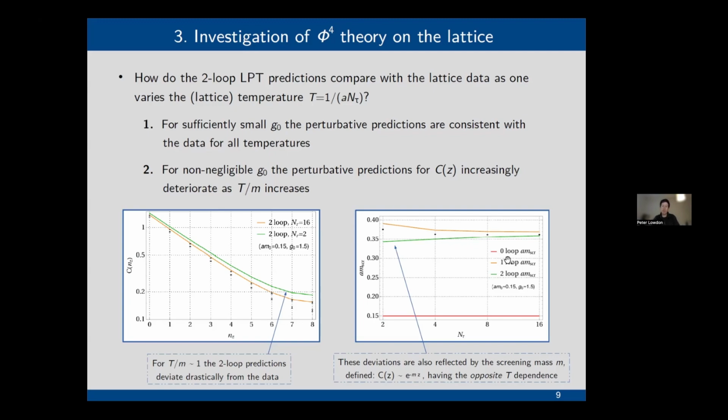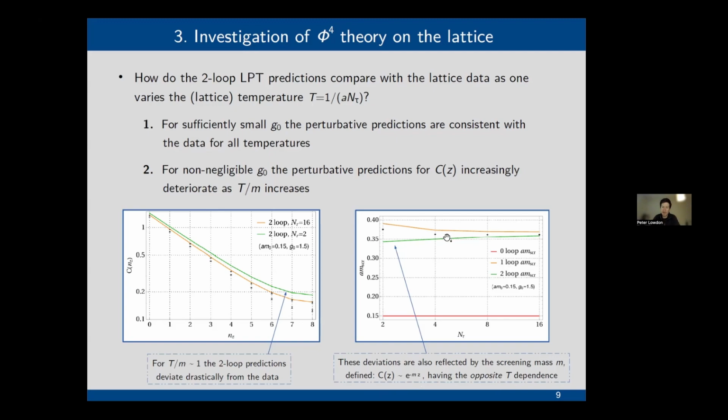So another way of seeing this is to look at the so-called screening mass. What you can do is look at your spatial correlator, which basically has a purely exponential form on the lattice, and look at how the mass parameter depends on the temperature. What you expect is that as the temperature of the system increases, your screening mass also increases. And this is what we see here with the black points.